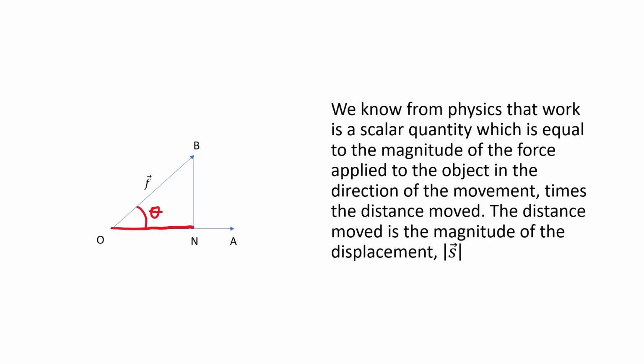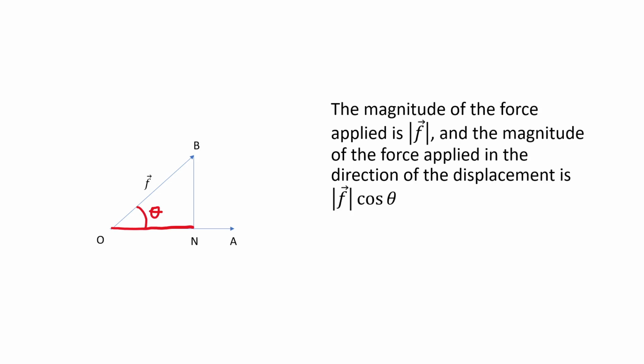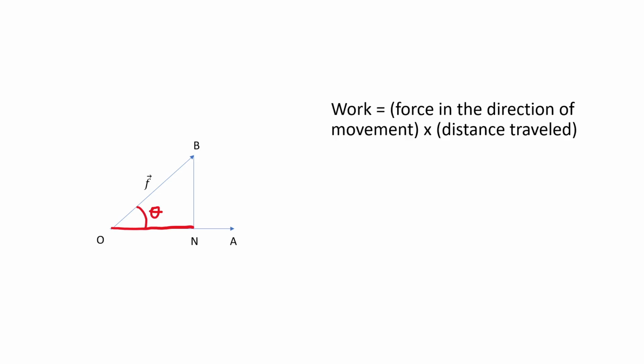displaced. Well, we know from physics that work is a scalar quantity equal to the magnitude of the force applied to the object in the direction of movement times the distance moved. Now, the distance moved is just equal to the magnitude of the displacement, which is the magnitude of the vector S. And we know from trigonometry that the magnitude of the force applied in the direction of the displacement will be the magnitude of the force times cos theta. It's like the horizontal component in a sense.